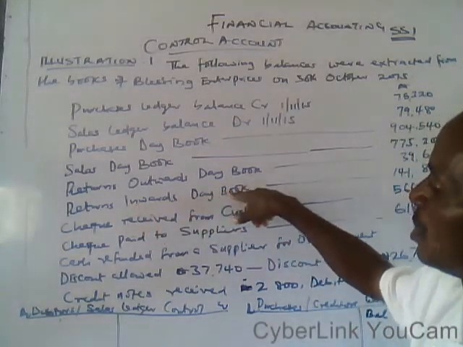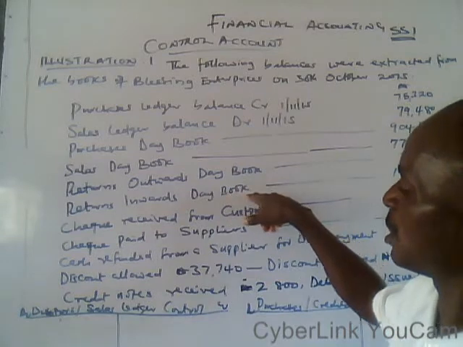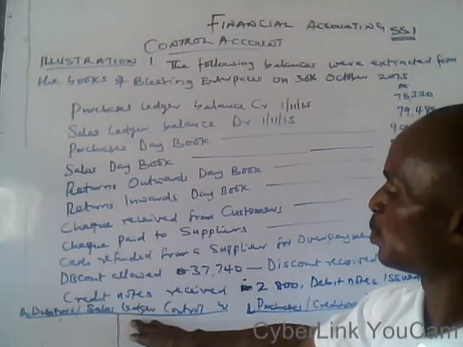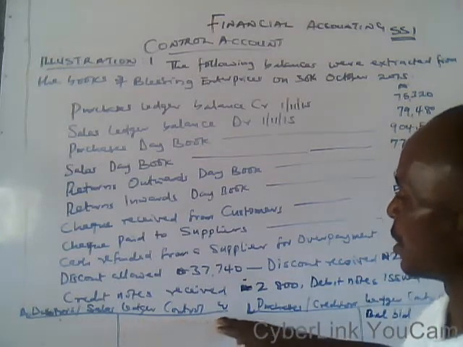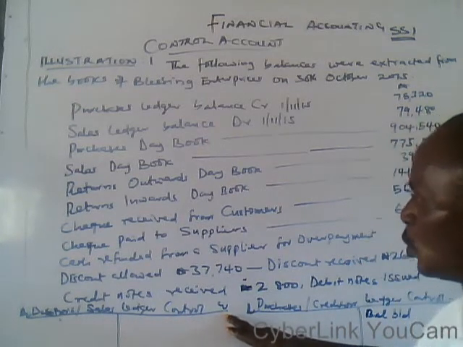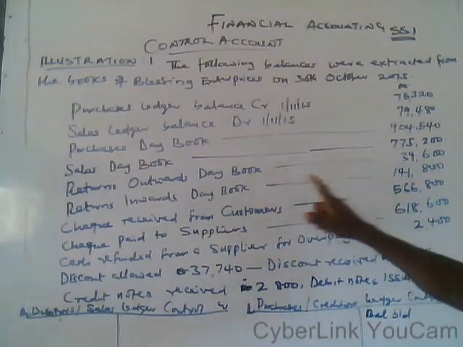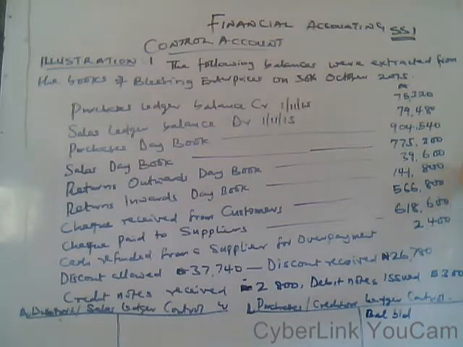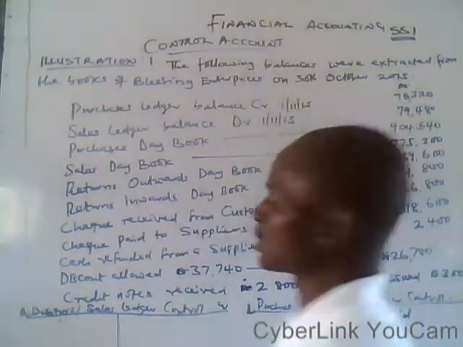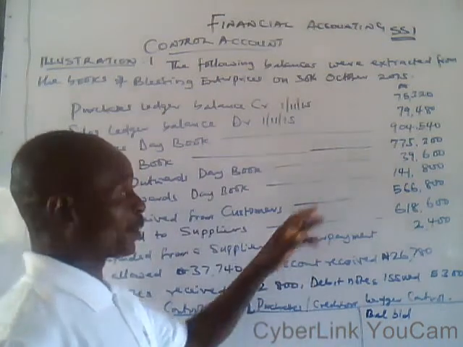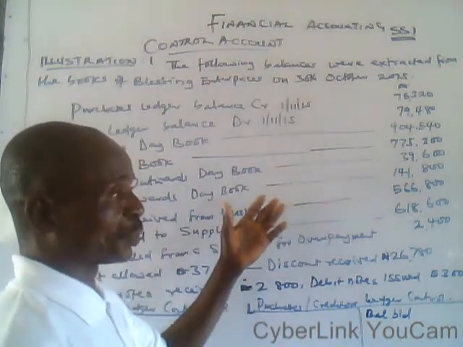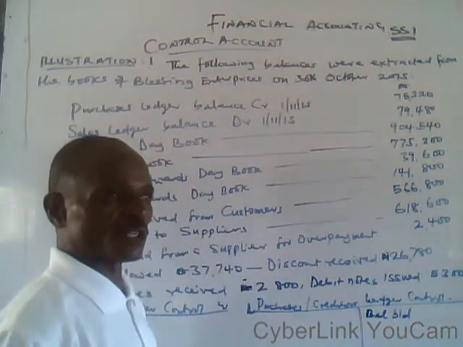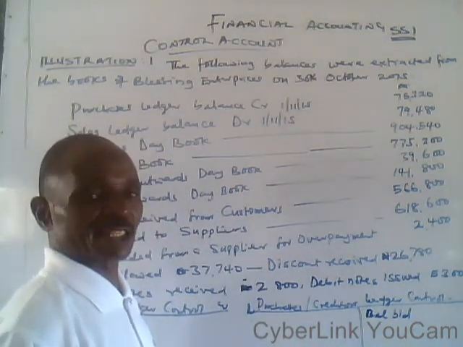Return inwards day book is another expense under the sales ledger control account, must be on the credit side of the sales ledger control account. Again, if you have a return outwards day book, if you remember when you are asked to prepare the trading profit and loss account, if you are given the purchases, you have a return outward, we used to say less return outward.